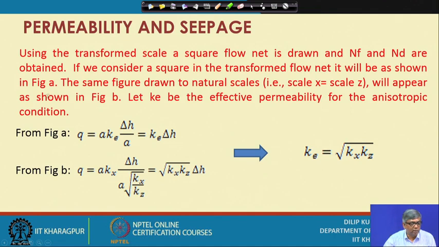Then let K E be the effective or equivalent permeability for that anisotropic condition. When it is an anisotropic condition, K x and K z are there, but my intention is to use one value only. That one value which will be used, suppose, is K E. Then from figure A, I can write this equation, since it is a transformed section.